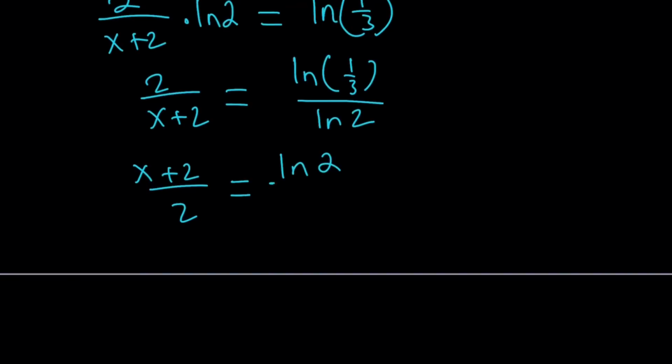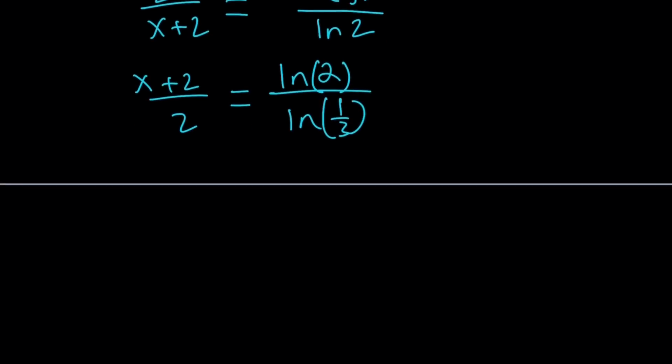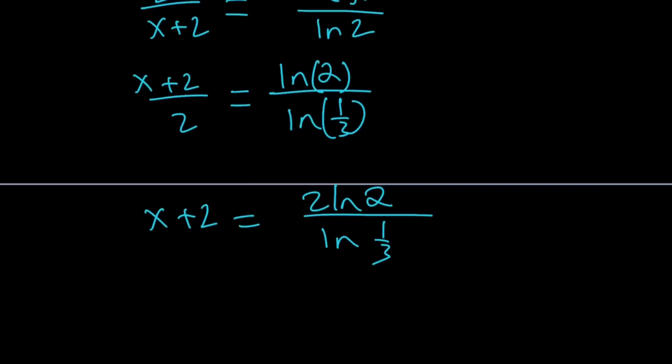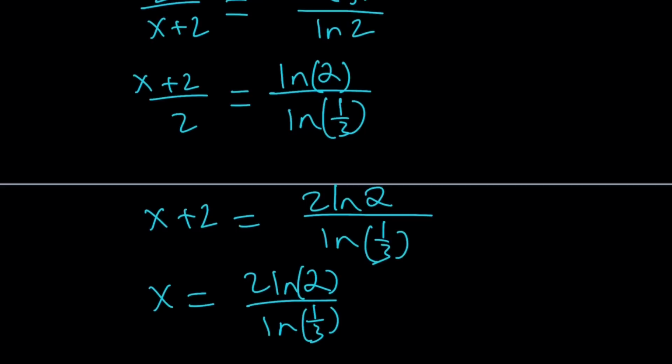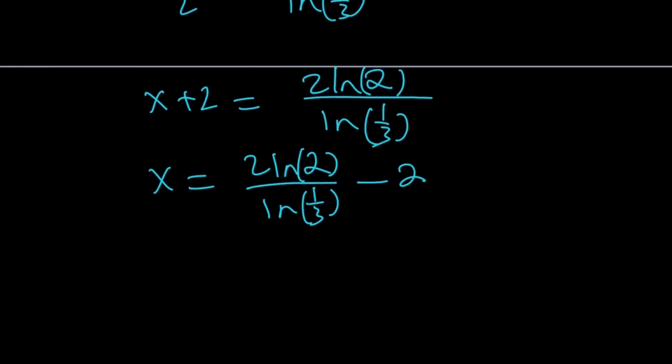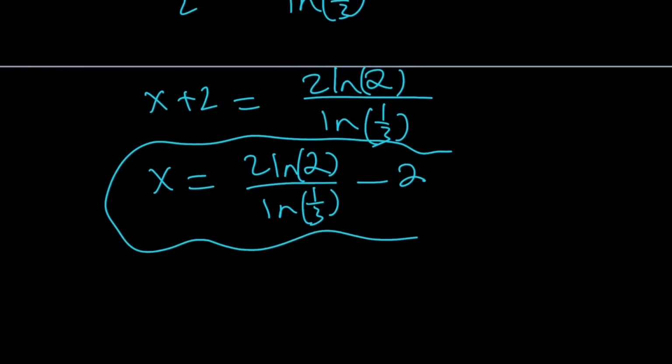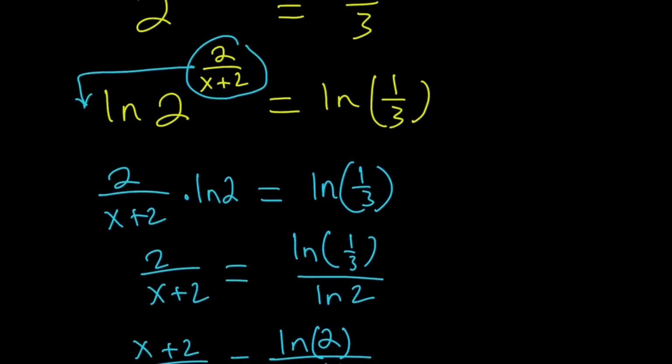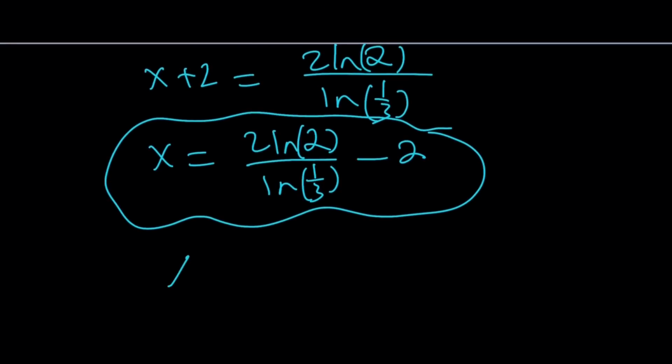And that's going to give us the reciprocals on both sides. You can also put the 2 in parentheses, doesn't really matter. And then we're just going to multiply both sides by 2. It's going to give us 2 ln 2 over ln 1/3. And then we can subtract 2 from both sides and we should be done. And obviously, if you want, you can make a common denominator and write it in a different way. But that is going to be the other solution. And along with x equals 1, we have 2 solutions to this equation.